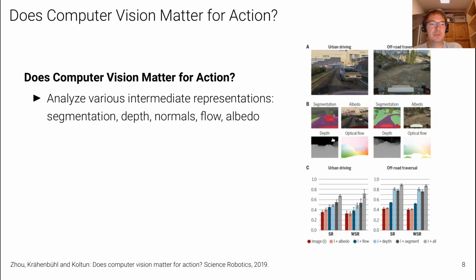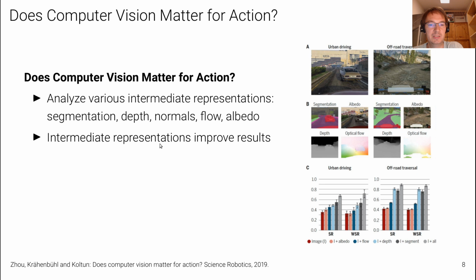Now, a number of papers have considered more general, more classic computer vision representations as intermediate representations for a self-driving task. Here's one example. In the paper, Does Computer Vision Matter for Action?, they analyzed various intermediate representations, including semantic segmentation, depth, normals, optical flow, and albedo, for the ability to help in this generalization problem.